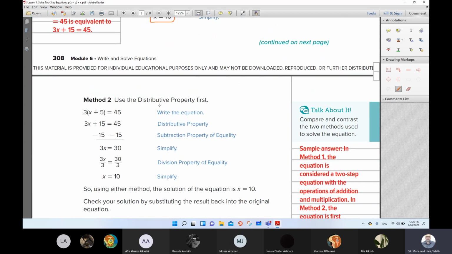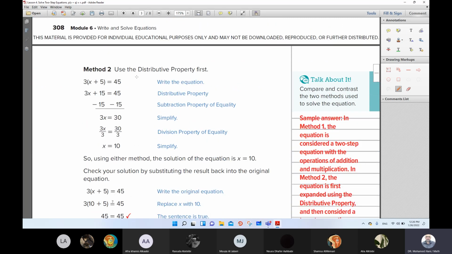The second method, we can use the distributive property first. So rewrite the same equation. To solve this equation, we can use the distributive property. Take 3 multiplied by x; 3 times x will be 3x. Then take 3 multiplied by 5; 3 times 5 will be 15. Equal on the second side, 45.